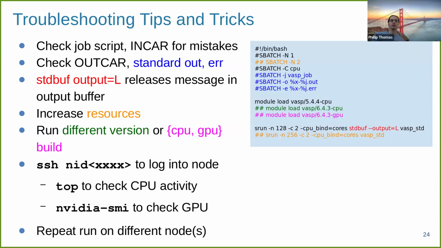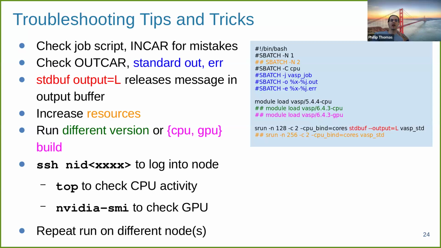So as far as troubleshooting tips and tricks, I have several of these that I found to be very helpful. The first thing is to always check the job script and your INCAR and your POSCAR for mistakes that you made before submitting the job. It turns out that many of the issues, for instance, with binding and issues that cause hang, can be fixed in the job script without even changing your input files at all.